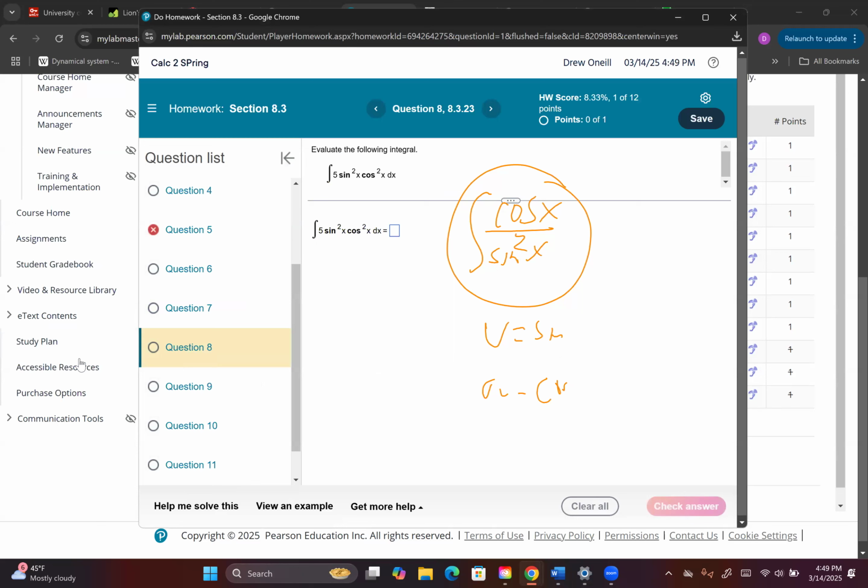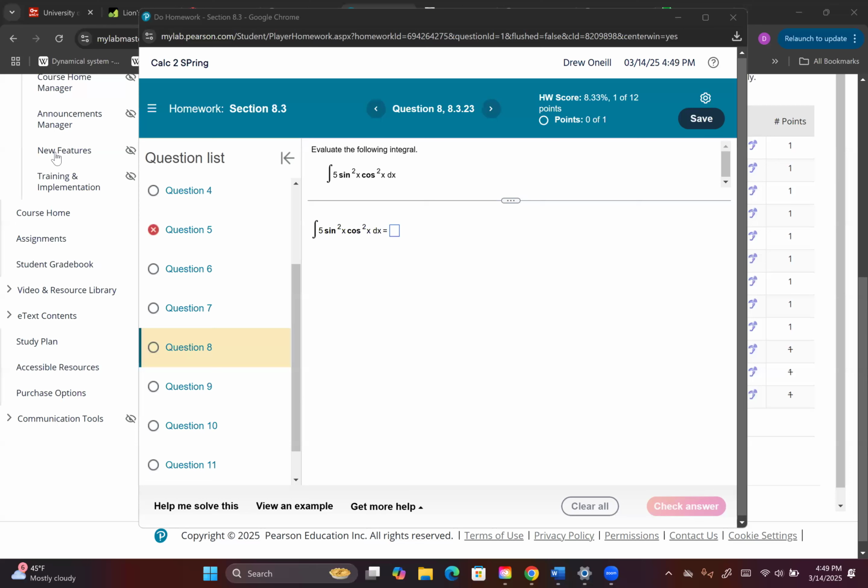Anyways, a couple more to do. We got evaluating the 5 sine squared cos squared. How could we do this one? What could we do?